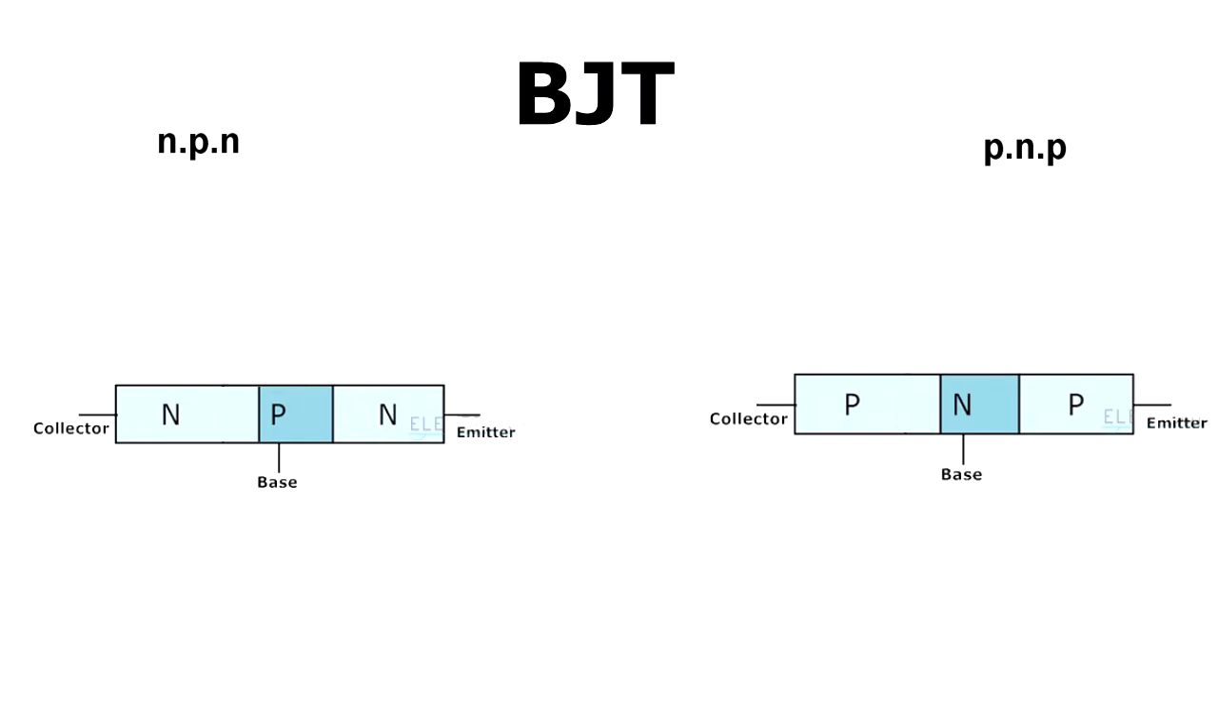There are three regions as shown. The largest region is called the collector region, the smallest one is called the base region, and the last one is called the emitter region. There are three terminals connected to the regions, and each one is called the same as the region it is connected to. The same thing applies to the PNP transistor: the smallest region is called the base, the largest region is called the collector, and the last one is called the emitter.